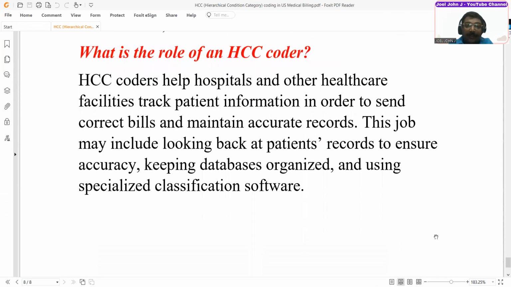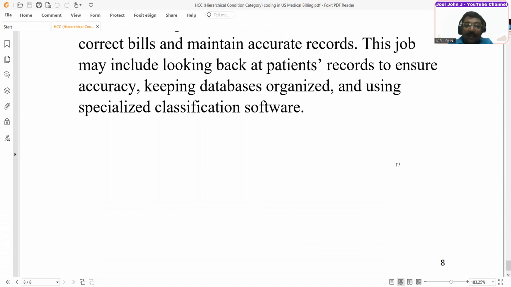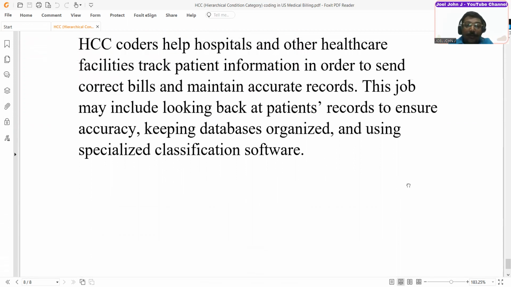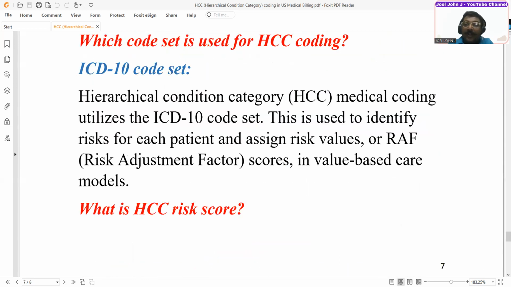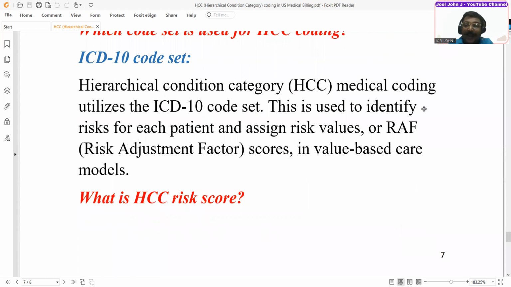What is the role of HCC coder? HCC coders help hospitals and other healthcare facilities track patient information in order to send correct bills and maintain accurate records. This job may include looking back at patients' records to ensure accuracy, keeping databases organized, and using specialized classification software. So people, we have finished looking at what we had planned to discuss on HCC coding.